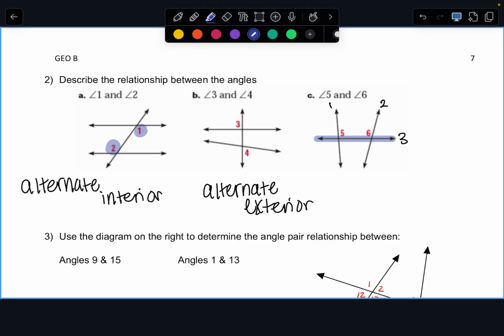So angle 5 and 6, inside or outside? Inside. Inside, so interior. Same side of the blue line or opposite sides? Same side. They're both on the top. So consecutive. Or if you write same side, you'll get full credit as well. Same side interior, consecutive interior, they're the same. Questions on those three?